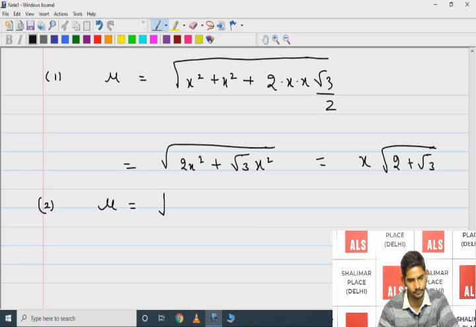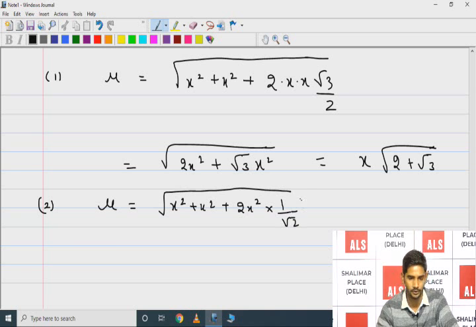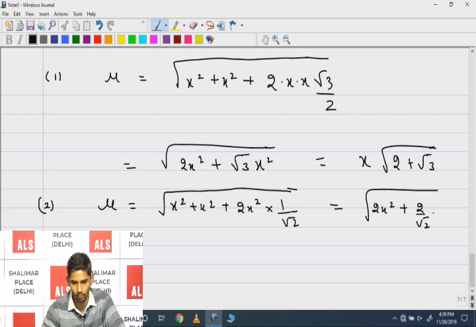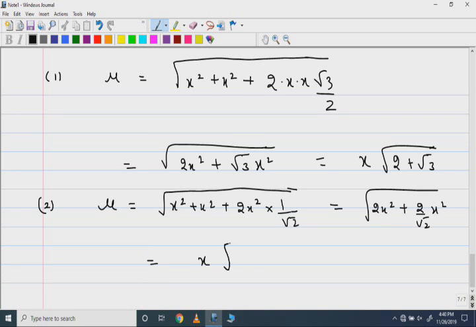Number 2: x square plus x square plus 2x square cos 45, which is 1 by root 2. So this is 2x square plus 2 upon root 2 x square. I can take x square common, so x comes out, and inside we get 2 plus 2 upon root 2. This is the second part.